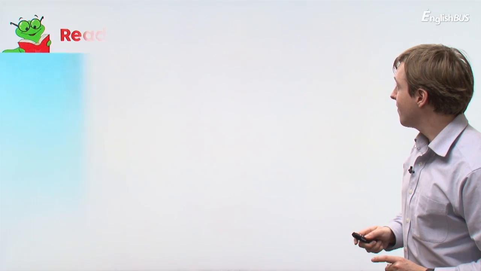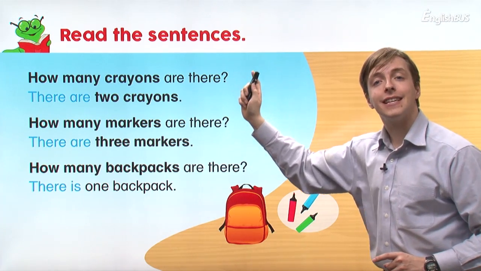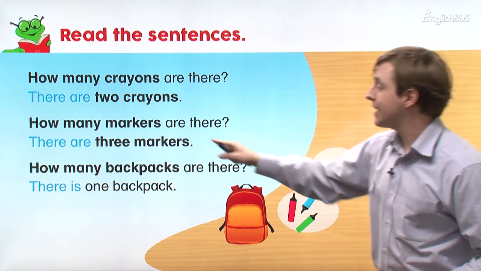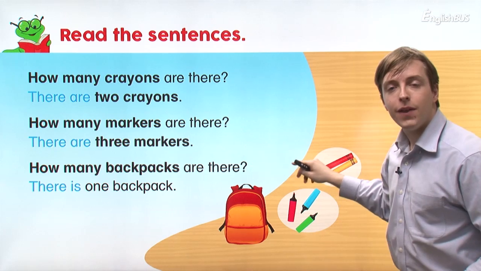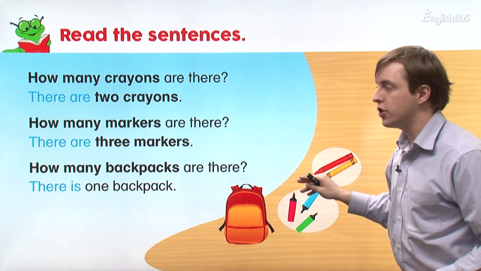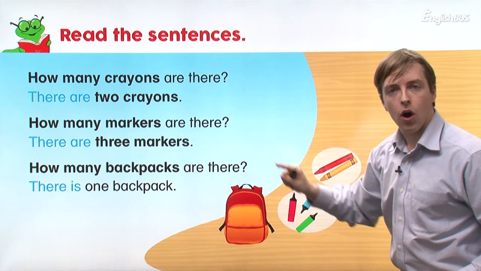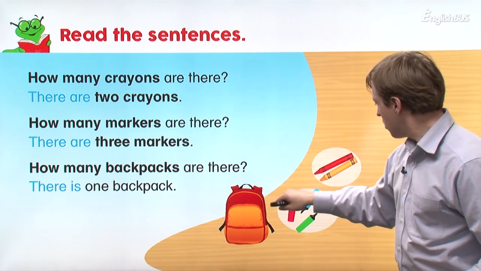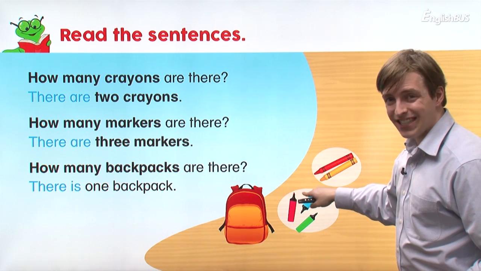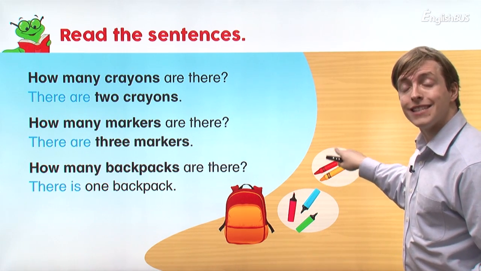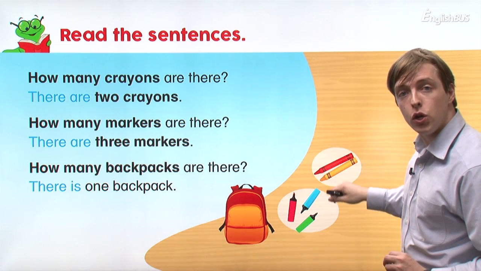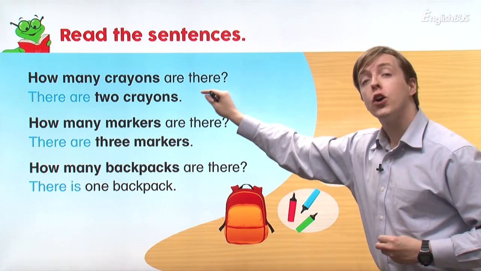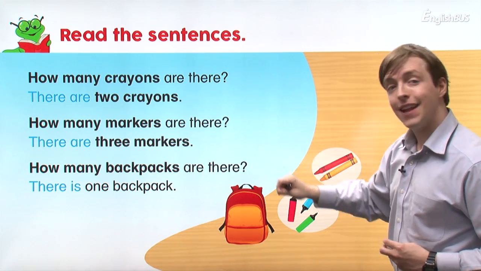Finally, let's read the sentences together. Let's look down at this picture here. This is asking how many of these things there are in this picture. How many crayons are there? Let's see. Are these crayons? No. Are these crayons? No. Are these crayons? Yes. How many do you see? Let's count them. 1, 2. There are 2 crayons.